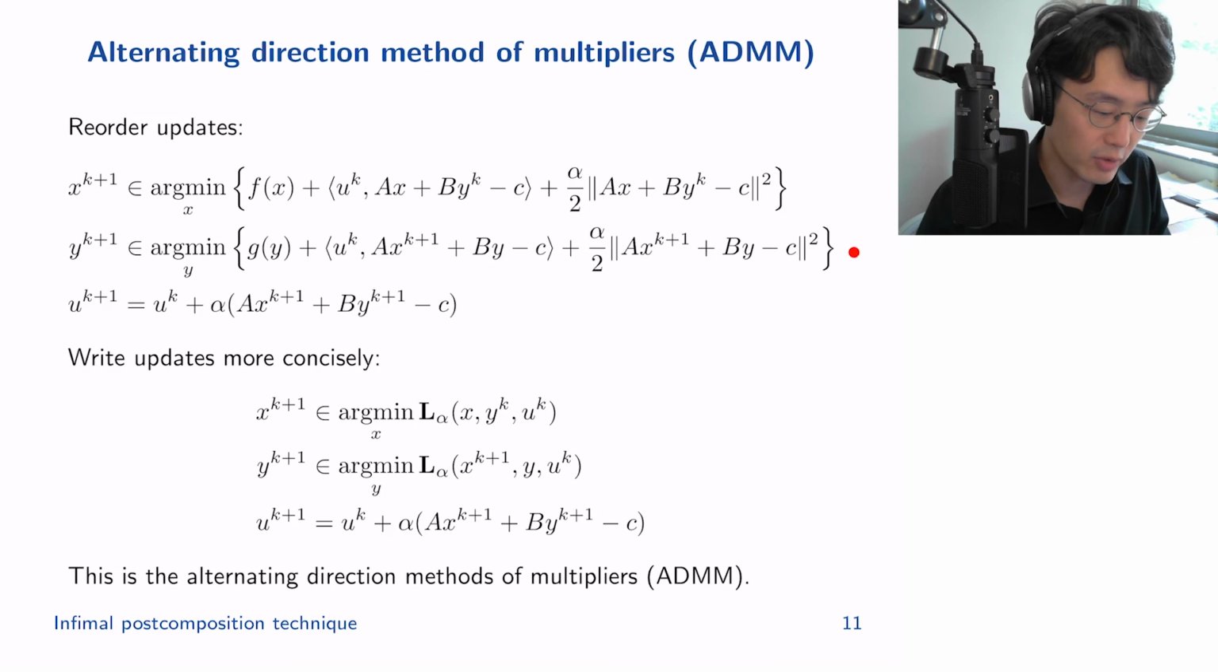This update can also be replaced by something involving the augmented Lagrangian, in particular the augmented Lagrangian with x^{k+1} plugged in, u^k plugged in, and then y left as the free minimization variable. Again, this augmented Lagrangian and this minimization objective only differ by terms that do not depend on y. And finally, this dual variable update is clean as is, so we leave it. This method is referred to as the alternating direction method of multipliers, often abbreviated to ADMM.